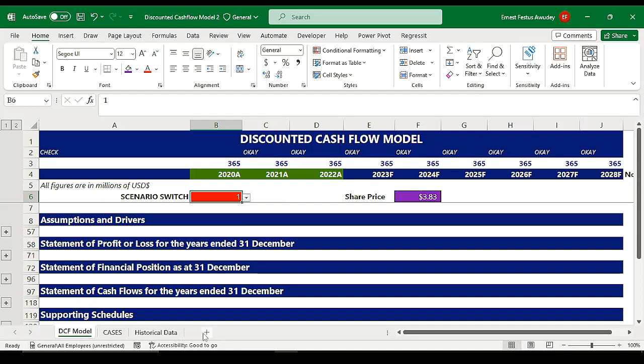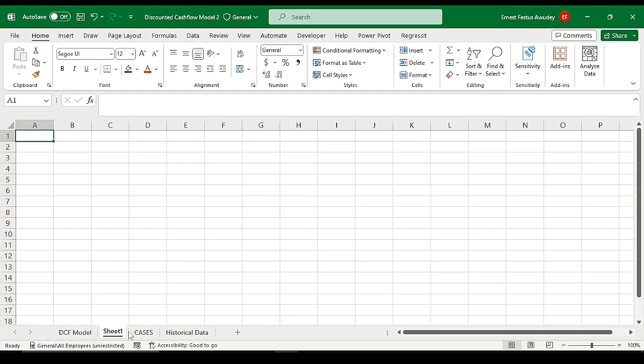All right, now let's add a background. So I'm going to insert a new sheet, and then I'm going to name it cover page.